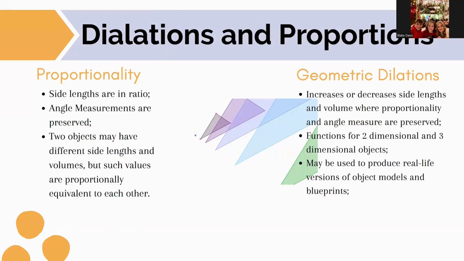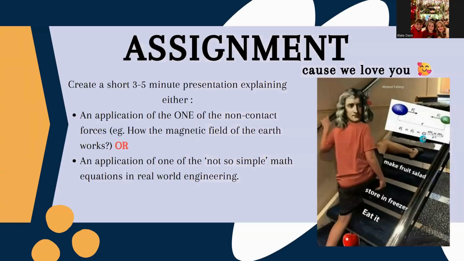With proportionality, the side lengths are always in ratio, the angle measurements are always preserved, and two objects might have different volumes, but they will always have the same ratio of side lengths and volumes. So what this means is, like we see with this triangle demonstration, although these triangles are different sizes, they all look exactly the same and are just an increased or a scaled version of each other. Now, geometric dilations is a mathematical tool we can use to actually preserve this proportionality when scaling up from blueprints to larger designs. Okay, so that is my math part. Thank you.